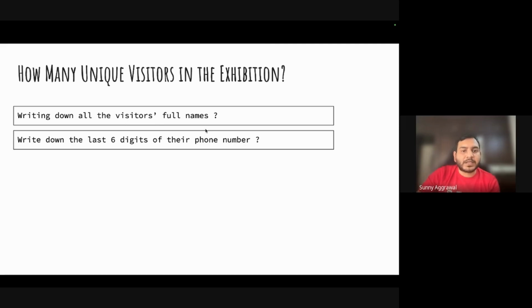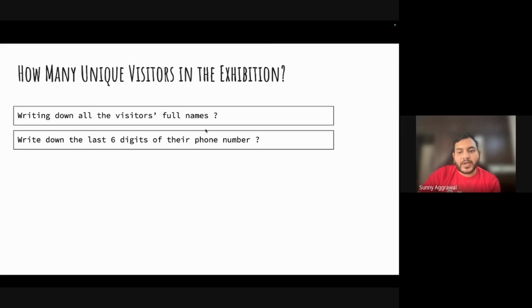Apart from name, another thing could be, because name has collision, what is another unique way? For uniqueness, you can take the last 6 digits of their phone number. We are assuming it's not a very big exhibition and there are people around in the range of 10 to the power 6 or something. So you can take down the last 6 digits of the phone number and then count the unique phone numbers to get the approximate number of people that are there in the exhibition. But in both cases, you will see that you need a large amount of data to be stored. In this case, you'll be writing on pages, and you will need a lot of pages to write down all the numbers, and it will take a lot of time and a lot of effort.